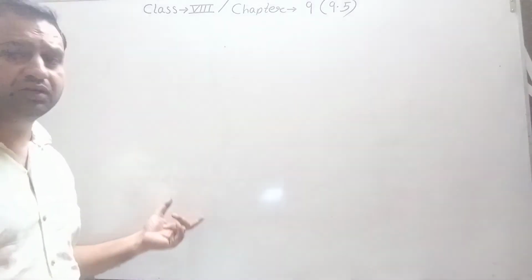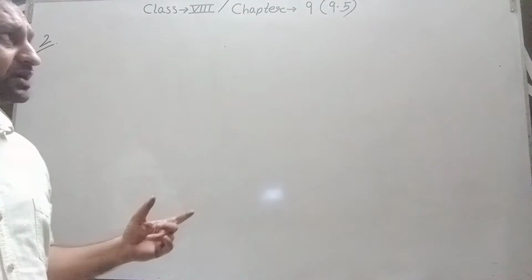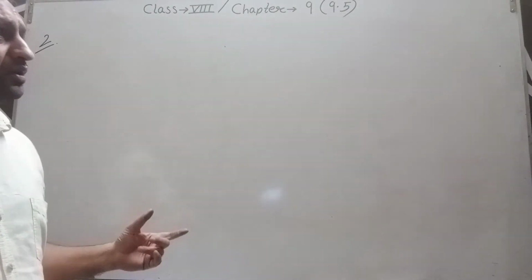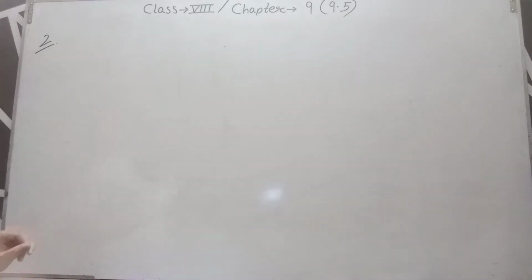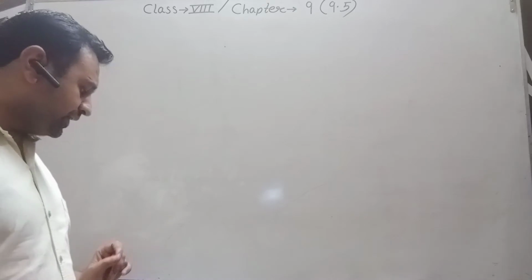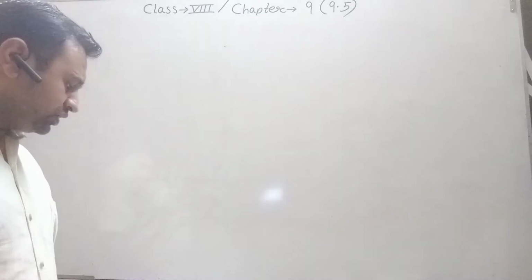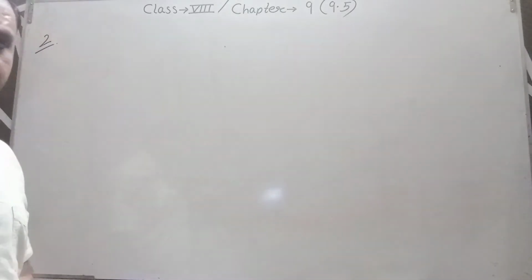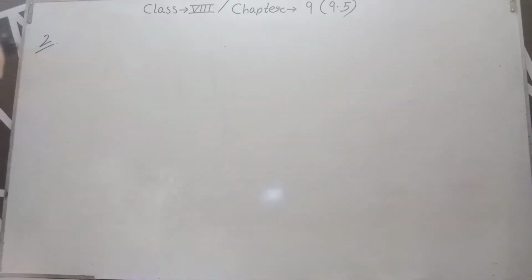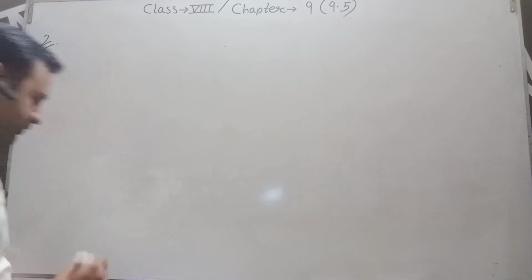In the previous video we discussed exercise 9.5 question number 1 and identities also. Now we start question number 2. In question number 2, use the identity (x + a)(x + b) = x² + (a + b)x + ab and find the following products. So we just note down its second part.